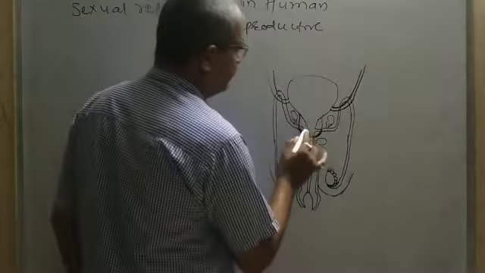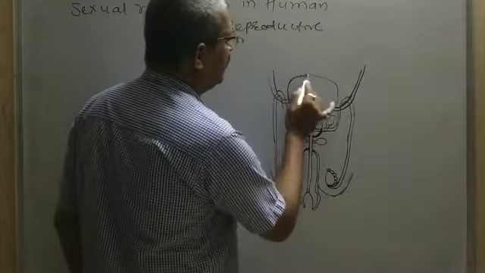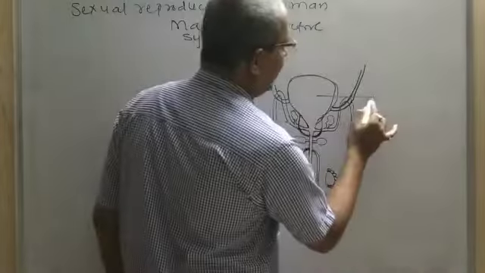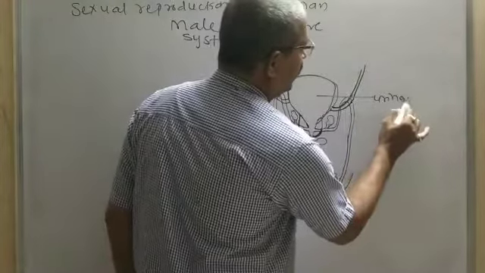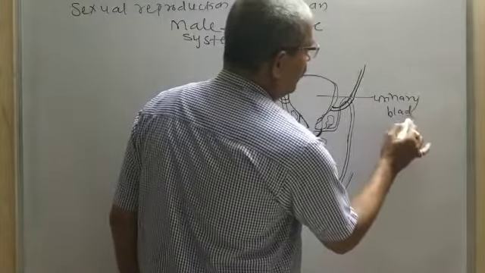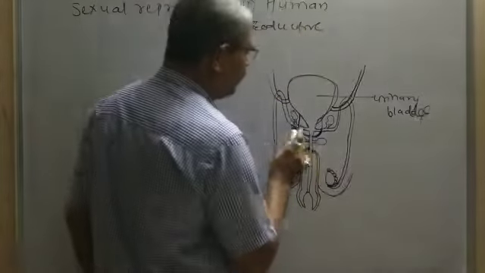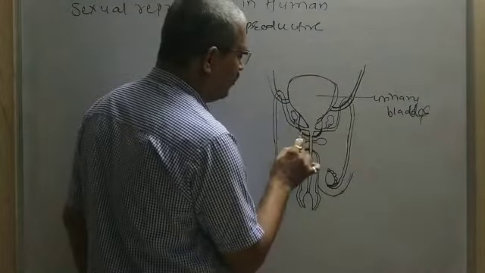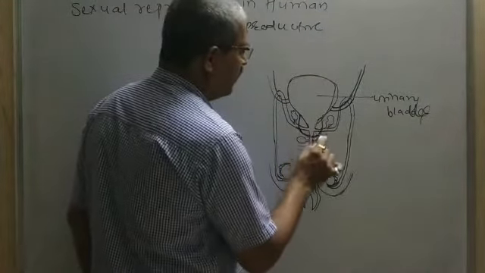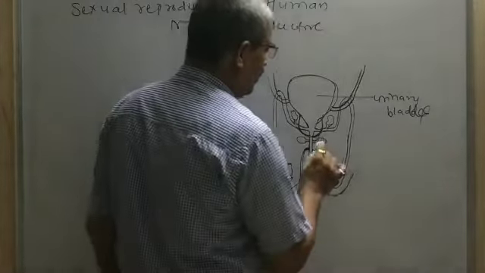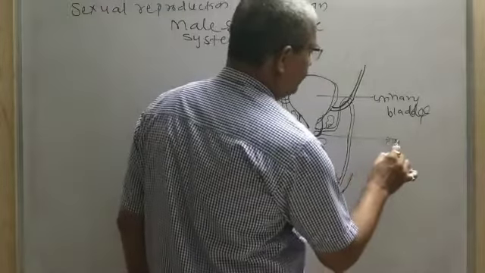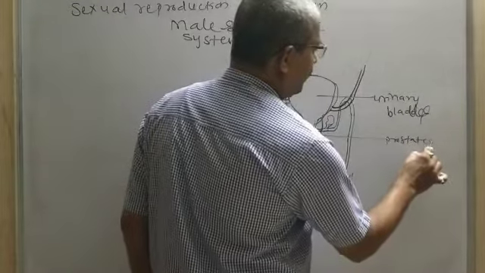What is this? This biggest part is called the urinary bladder. Then just below this urinary bladder there is one more part attached, that is called the prostate gland.